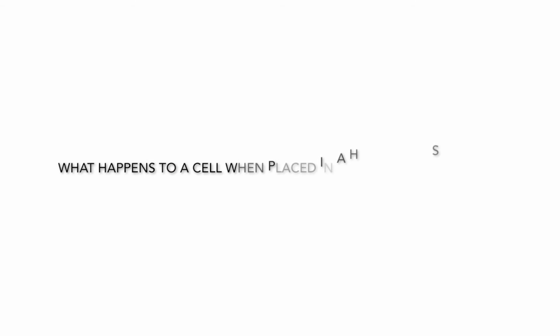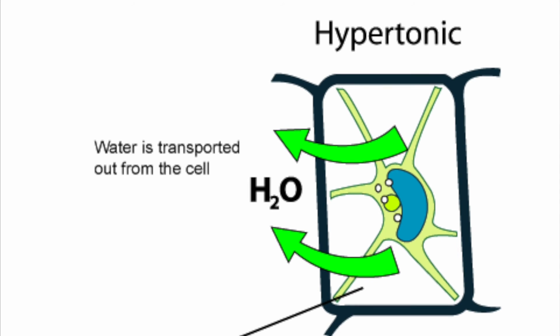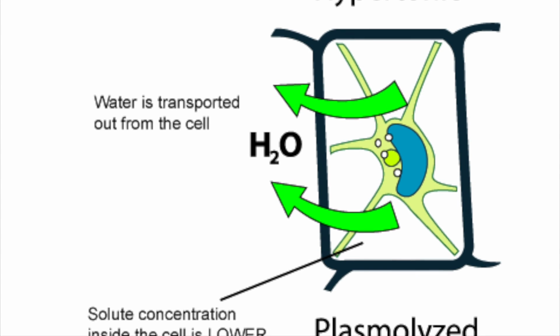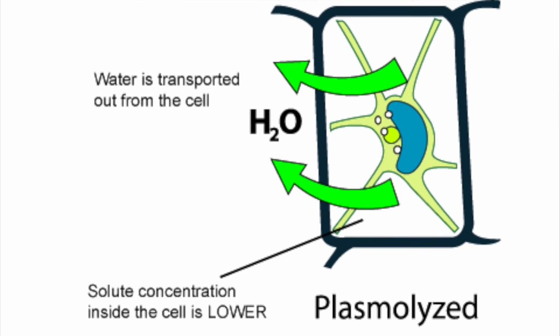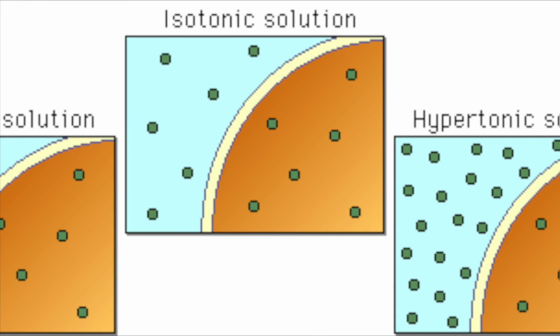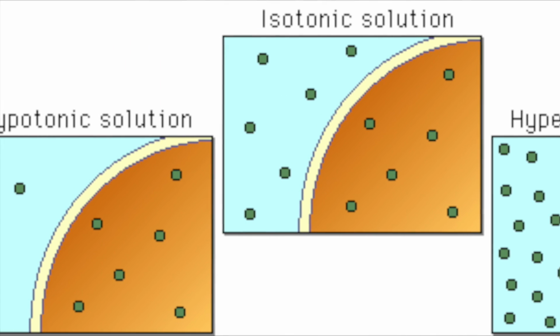What happens to a cell when placed in a hypertonic solution? The water inside the cell, which is the highest concentration, moves out of the cell, which is the lowest concentration, and this causes the plant cell to shrink and the plant to wilt. The plant wilts because there is a loss of turgor pressure.